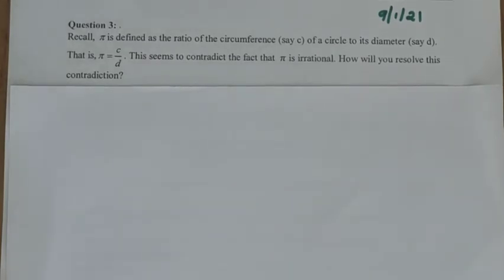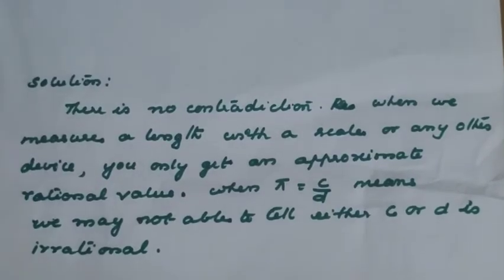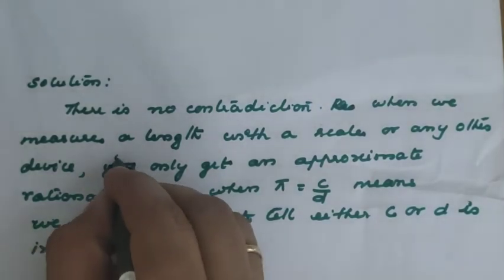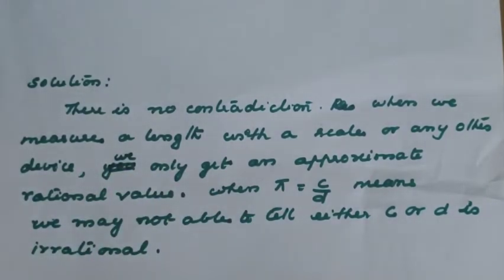This seems to contradict that pi is irrational. How will you resolve this contradiction? There is no contradiction. When we measure a length with a scale or any other device, we are going to get an approximate rational value only. When pi equals c by d, we may not be able to tell either c or d may be irrational only. So when we do the scale measurement, we get a rational value only, an approximation only. We are taking the pi value as 22 by 7.